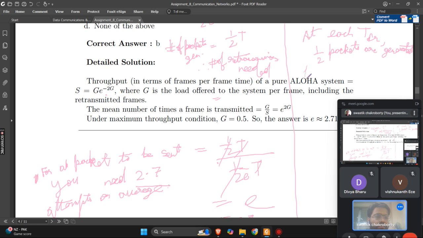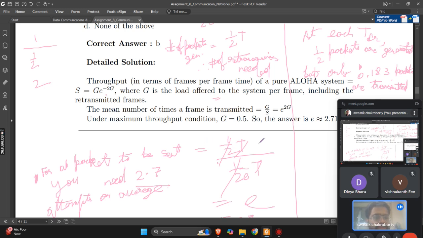But only 0.183 packets are transmitted. So now instead of this, let's look at it like this. If one packet was generated but only half a packet was transmitted, how many attempts would you have needed? One packet generated and half a packet transmitted. So you will need 2 attempts.